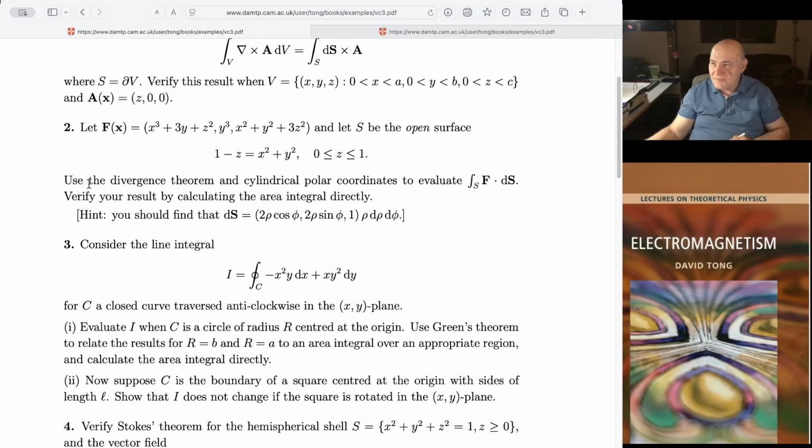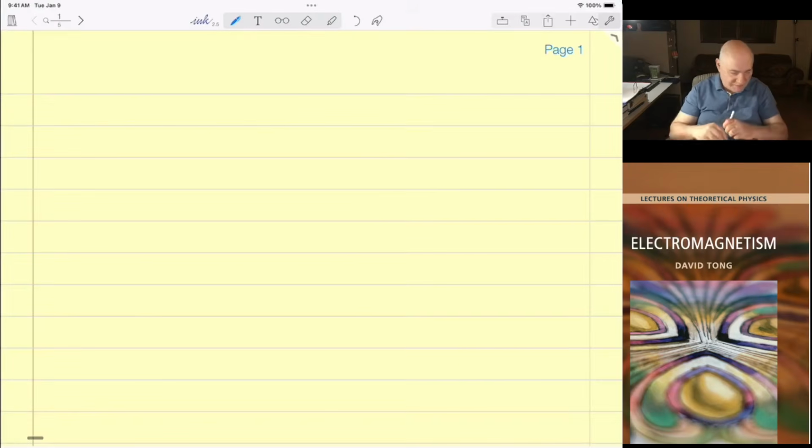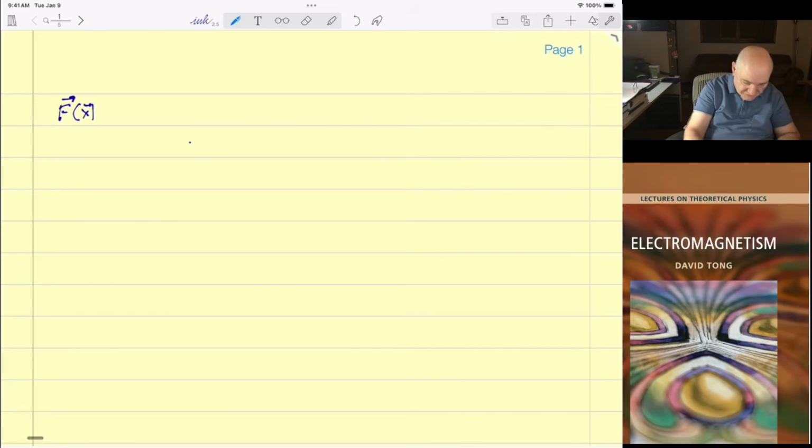So what I want to do, let me write down the problem again. This is a vector function. x is the position vector, and F is the field. The x component is x cubed plus 3y plus z squared. The second component, the y component, is y cubed, and the z component is x squared plus y squared plus 3z squared. That's our vector field.